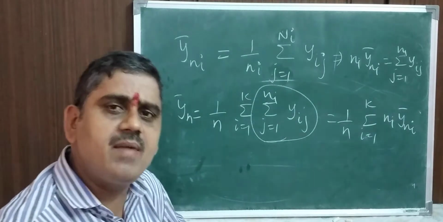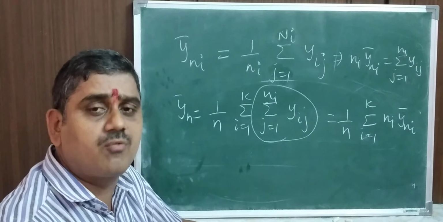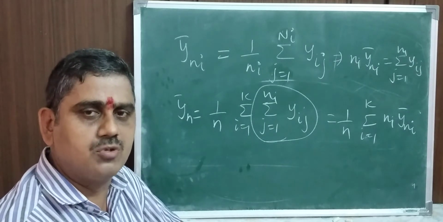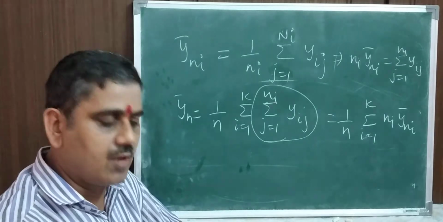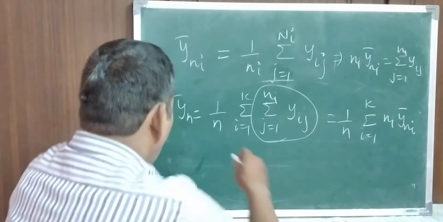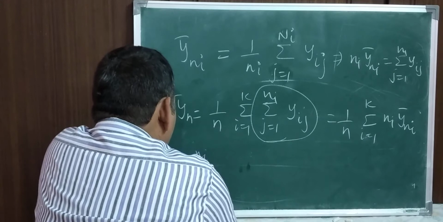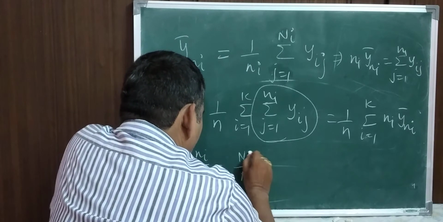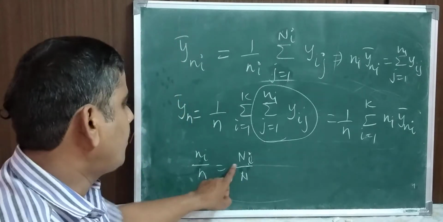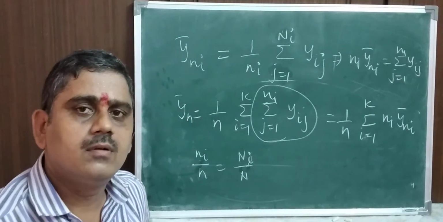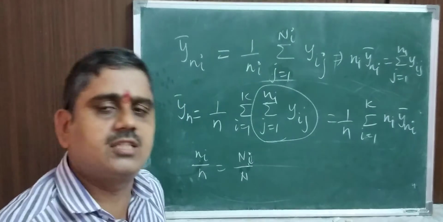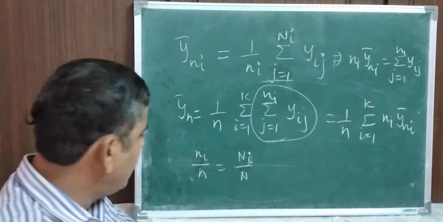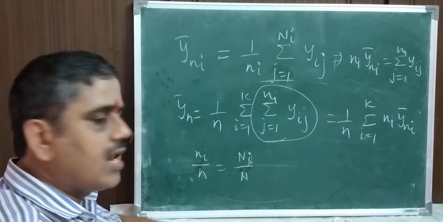With the help of estimates of some particular values of population to sample, estimates of the population values, we have another formula. If we consider ni by n is equal to capital Ni by capital N. What is capital Ni by capital N? Weight of the ith stratum, Pi. So ni by n is equal to capital Ni by capital N.